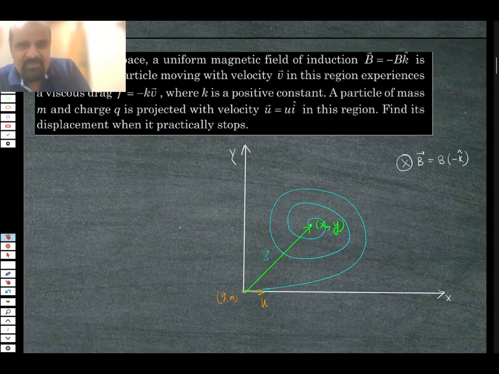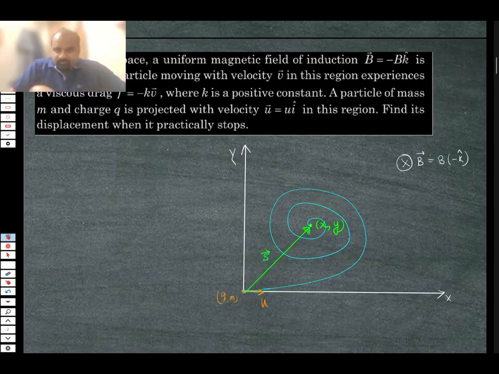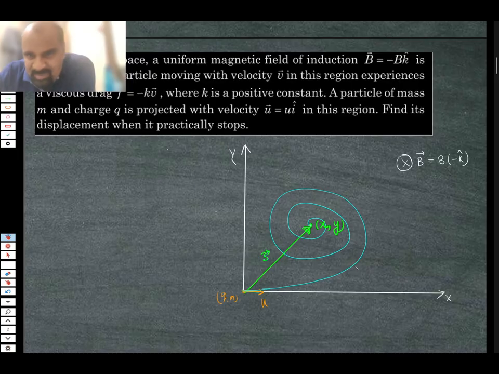But first, if they had asked you only to tell me how far it stops, not in the vector form, only the distance, that means the magnitude of displacement, then what to do? So let me draw a diagram for a general time t. At a general time t, let's say the particle is here.